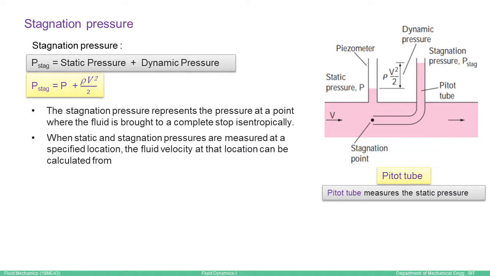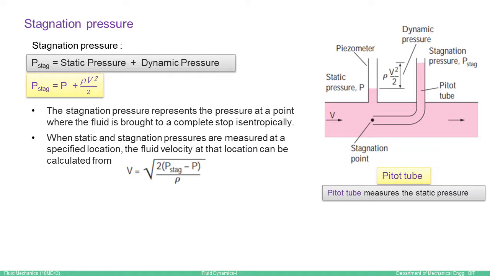And the difference between the level of fluid in the piezometer and the pitot tube is nothing but this dynamic pressure. So basically the pitot tube measures the stagnation pressure, and when the static and stagnation pressures are measured at a specific location, then we can rearrange the equation for stagnation pressure and write the expression for velocity at that point.